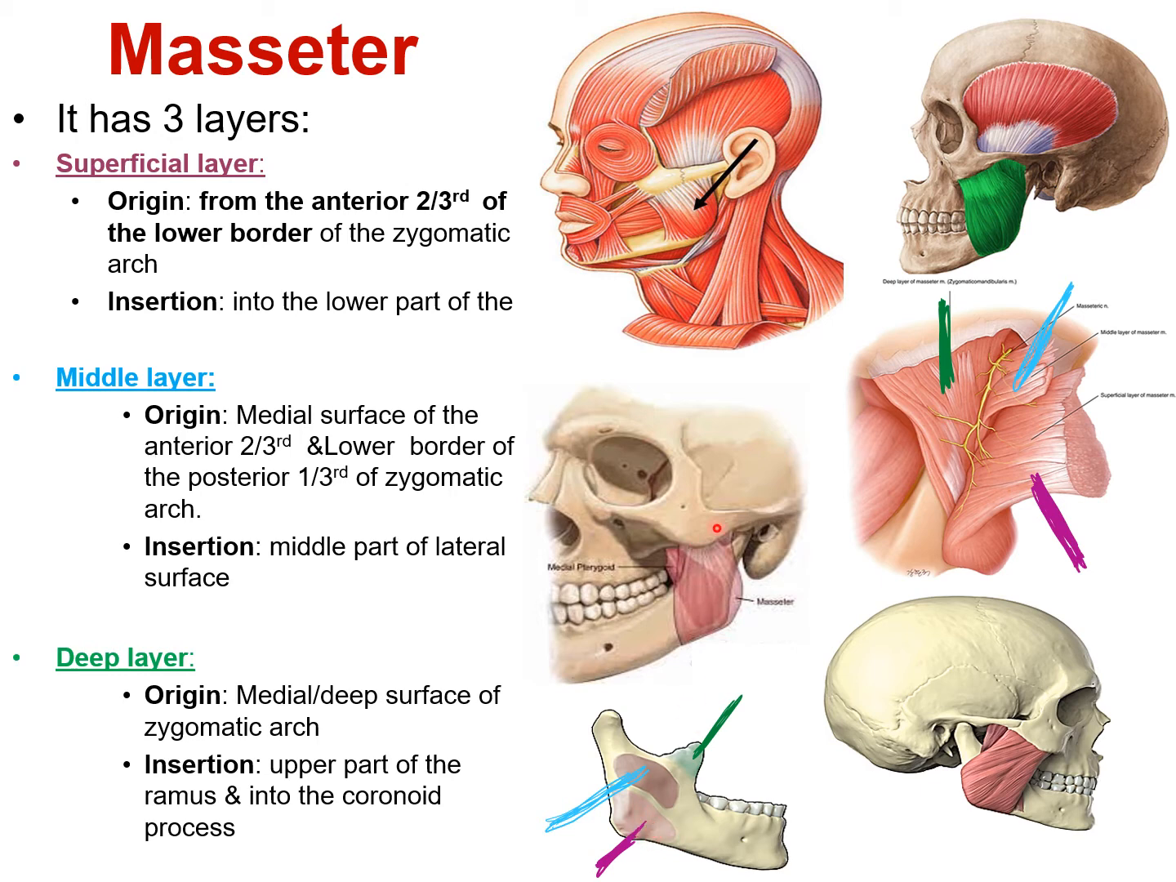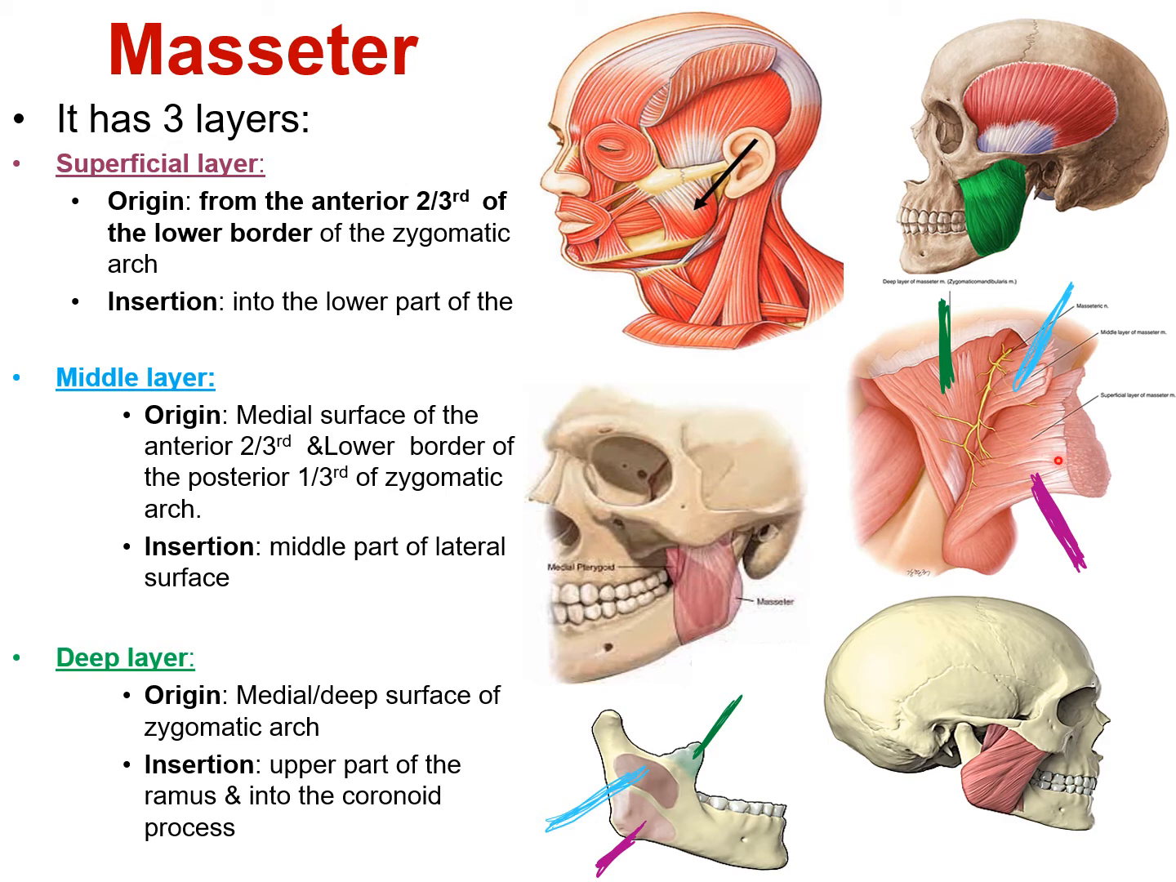Middle layer is arising from the medial surface of anterior two-thirds and the lower border of posterior one-third of zygomatic arch, and the middle layer fibers are getting inserted into the middle part of lateral surface of ramus of mandible. The deep layer is arising from the medial or the deep surface of zygomatic arch and the fibers are getting inserted into the upper part of ramus of mandible and into the coronoid process.